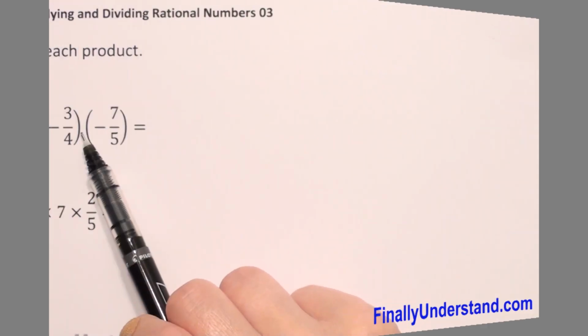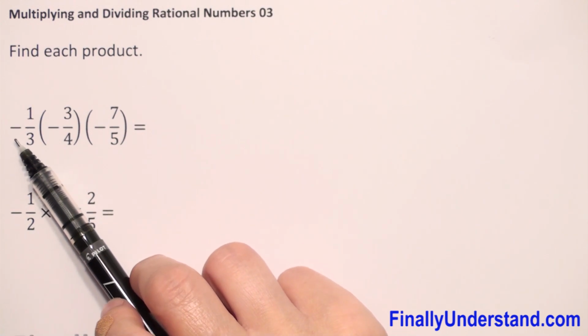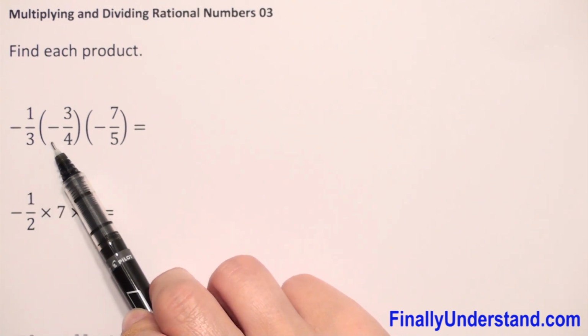We have to find each product when we don't have any sign. It's always multiplication. Or we have something like this. This means multiplication. So first we have to check the sign. We have in the first example negative number times negative.